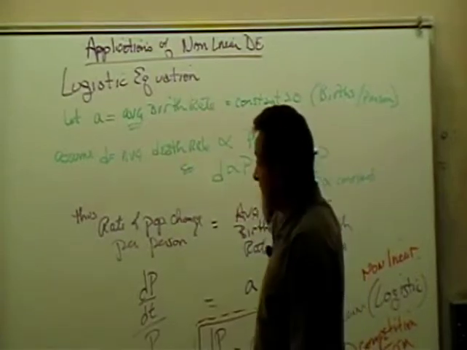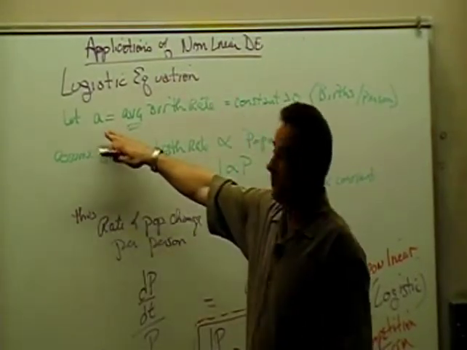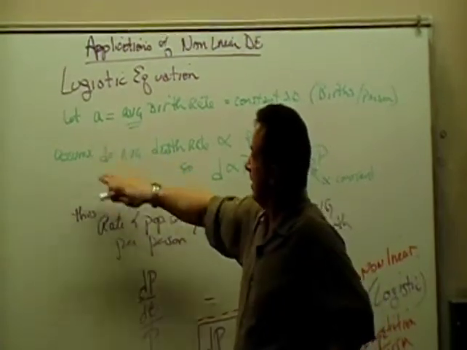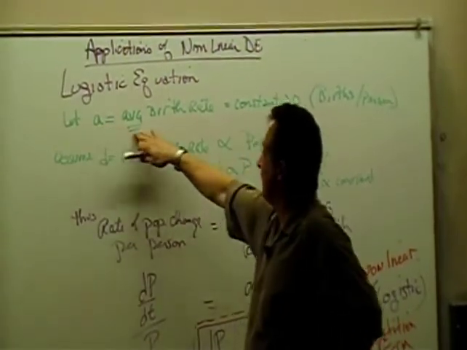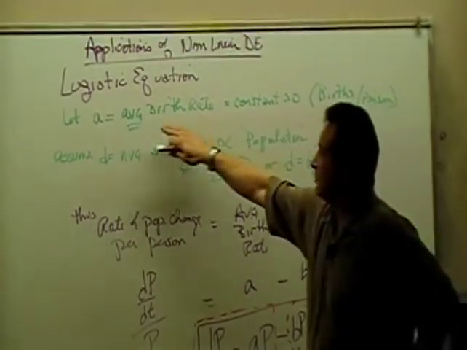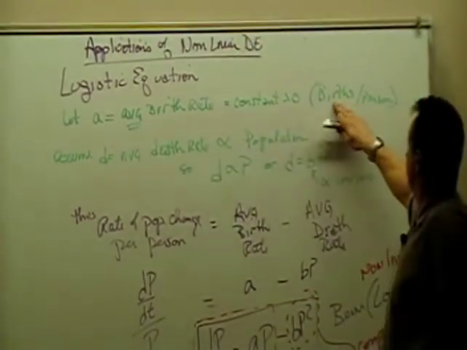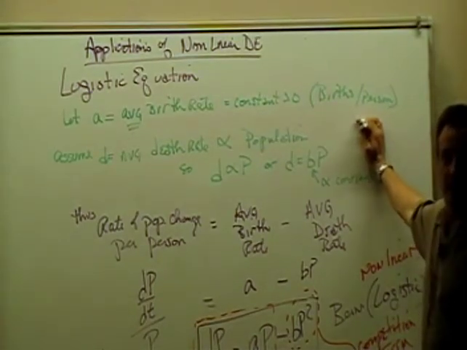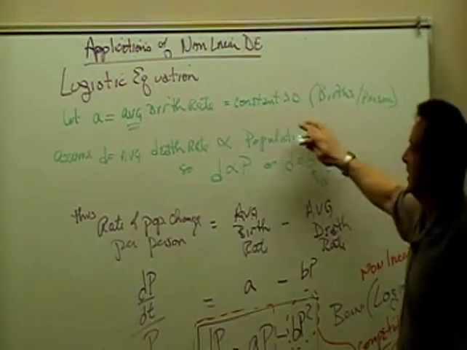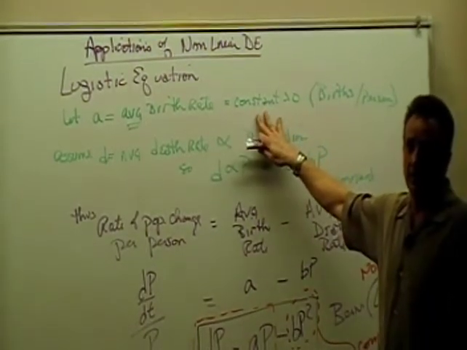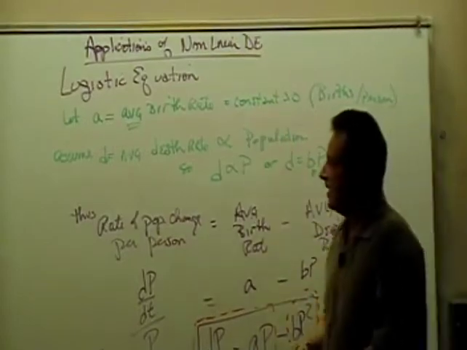Well, let's say we let A, which is a constant, and again, we're going to make some assumptions here for our population growth. Let's let A be the average birth rate of our population. Now, average means you're going to take births per person. Take the total number of births divided by the total number of people, and you'll get the average birth rate, which we're going to assume to be a constant greater than 0. All right? And then we're going to make another assumption.